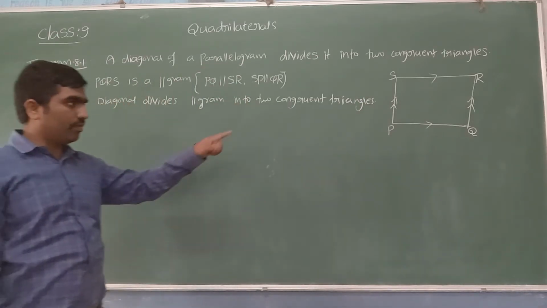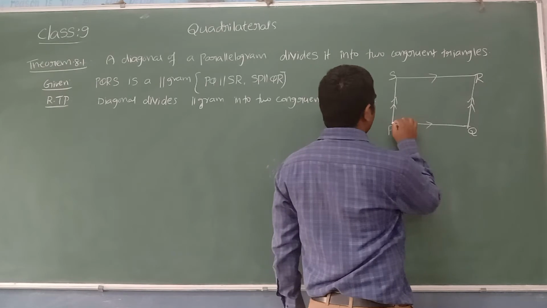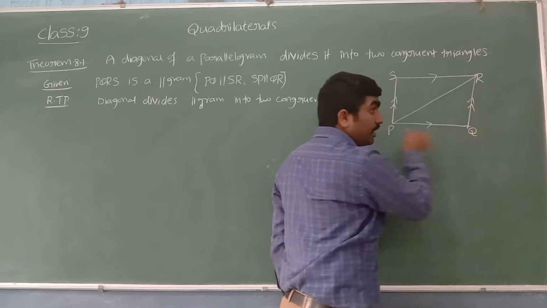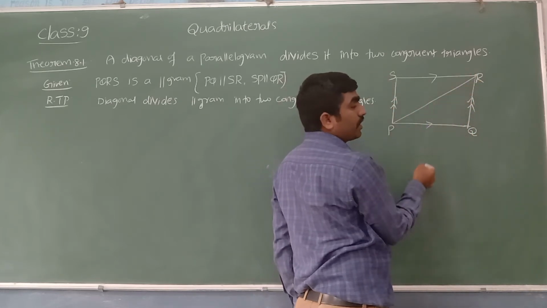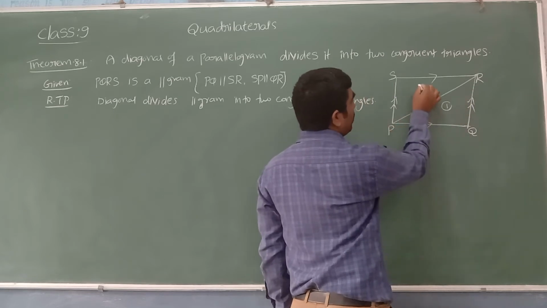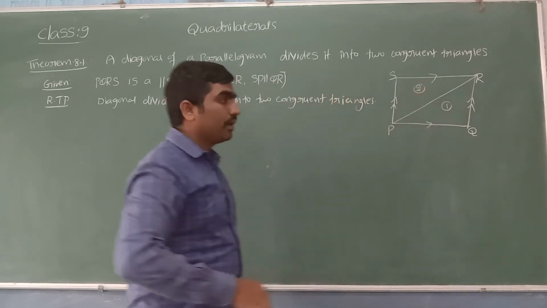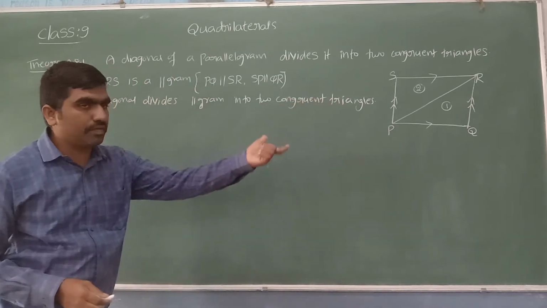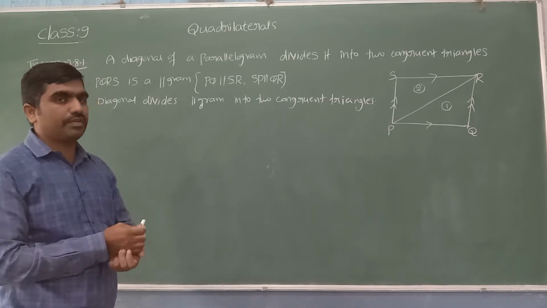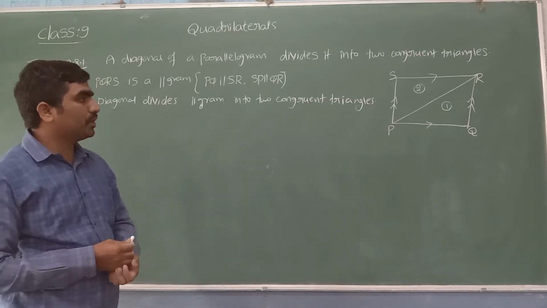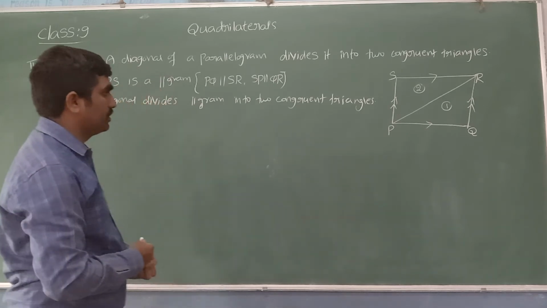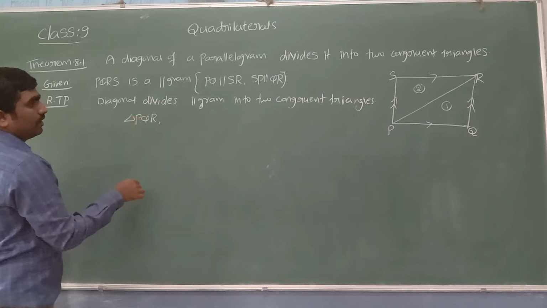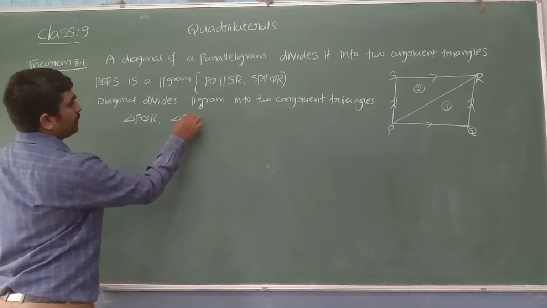Now, where is the diagonal? We need to draw a diagonal, so let us draw diagonal PR. Now the parallelogram is divided into two triangles with diagonal PR. One triangle is PQR, the other triangle is SPR. Now we have to prove that those two triangles are congruent. Just now I said the criteria. By using any one of the criteria, we have to prove that the two triangles are congruent to each other. So let us take the two triangles: triangle PQR and the other triangle, triangle SPR.